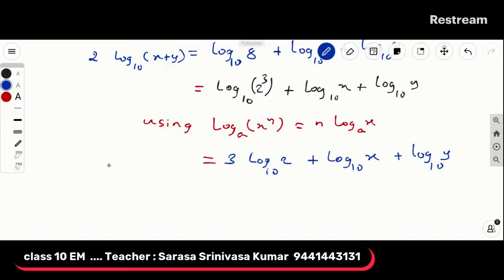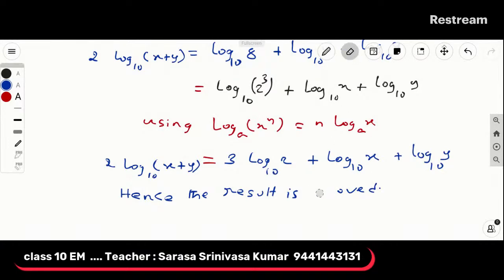Now we write the left hand side: 2 log of x plus y to the base 10. Hence the result is proved.